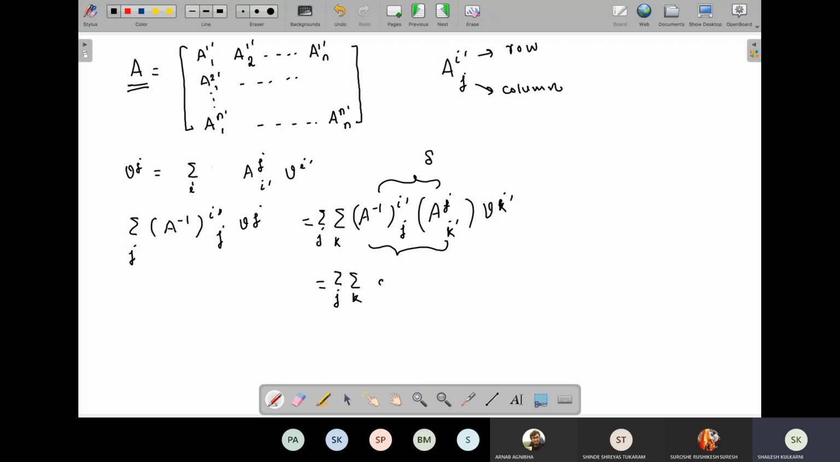So, summation over j of a inverse i prime j a j k prime is nothing but delta i prime k. It's like I'm using a inverse i j a j k is delta i k. This is what I'm using here. So it is delta, and the summation over j will go now.